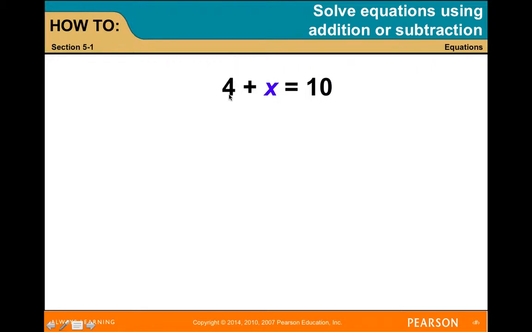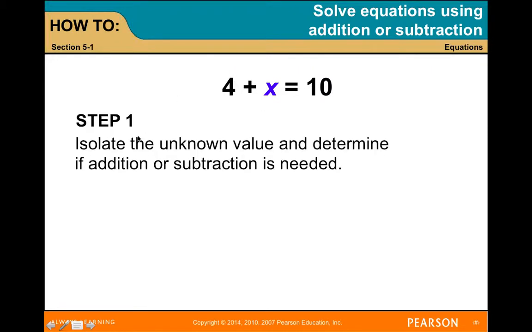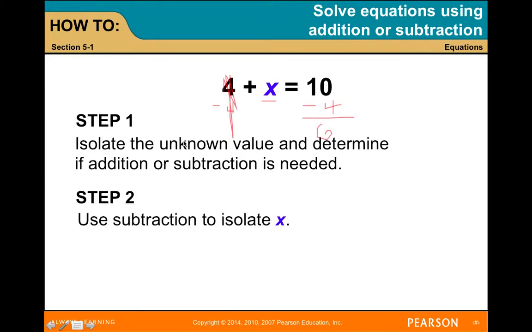Next example here, 4 plus x equals 10. The first step is to isolate the unknown value and determine if addition or subtraction is needed. So here it looks like we're going to need subtraction. So subtract 4 from this side, and then subtract 4 from this side, and then this cancels out, x is by itself, and 10 minus 4 is 6. Okay. Use subtraction to isolate x, and then see, the answer is 6.